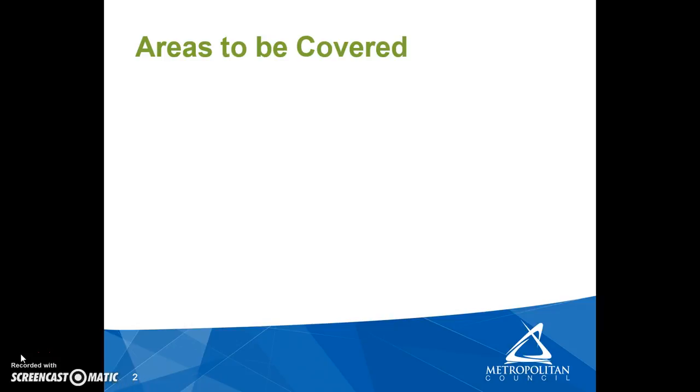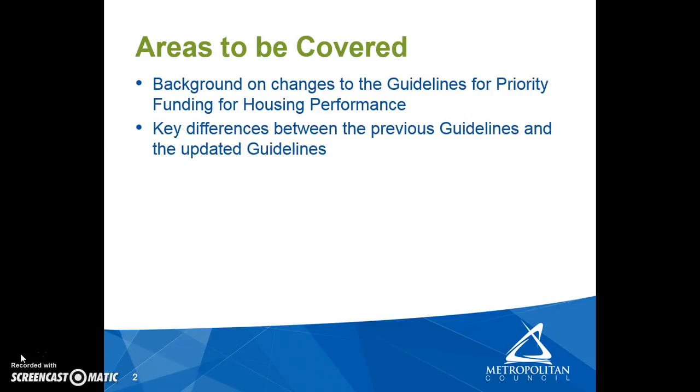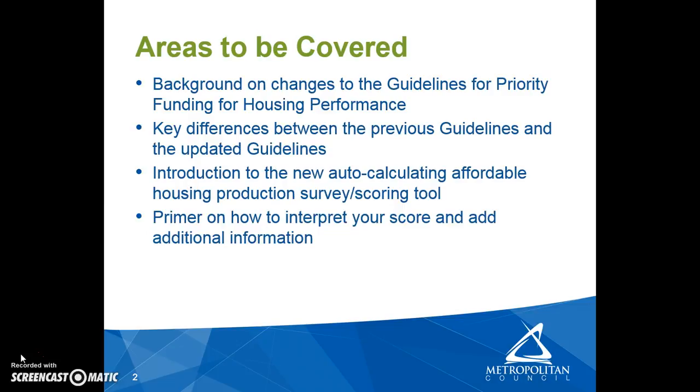During the tutorial, the following topics will be covered. Background on changes to the guidelines for priority funding for housing performance, or the methodology for calculating the scores, which represent the first comprehensive update since 2002, some key differences between the previous guidelines and the 2015 updated guidelines, an introduction to the new auto-calculating survey and scoring tool, which will replace the previous Affordable Housing Production Survey, a short primer on how to interpret the results of your housing performance scores or add additional housing developments, program activities, or services, and contact information for questions about your housing performance score or the revised methodology.